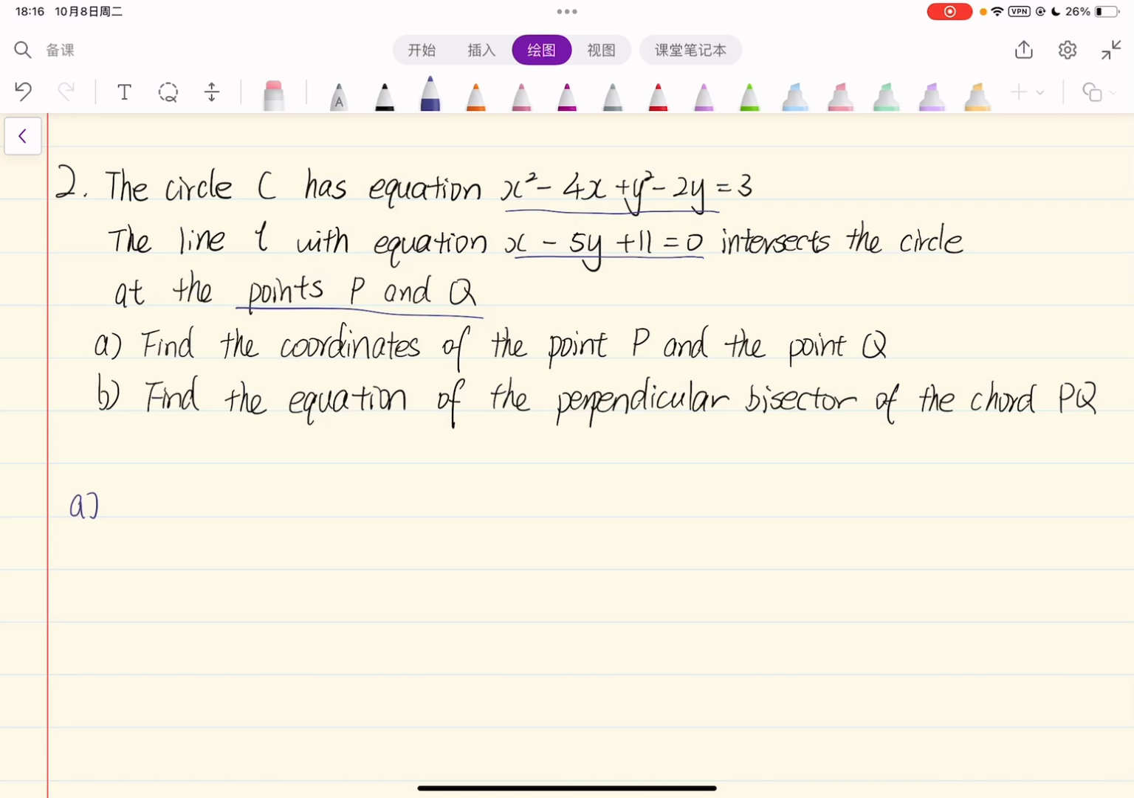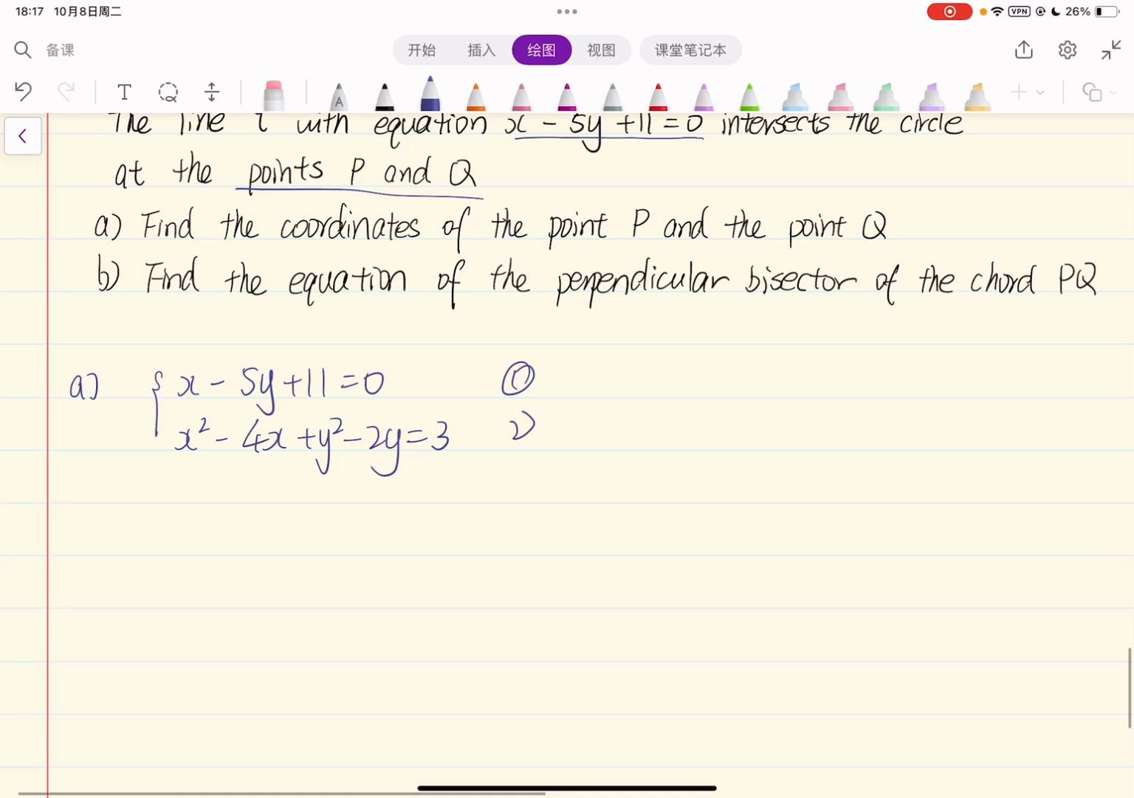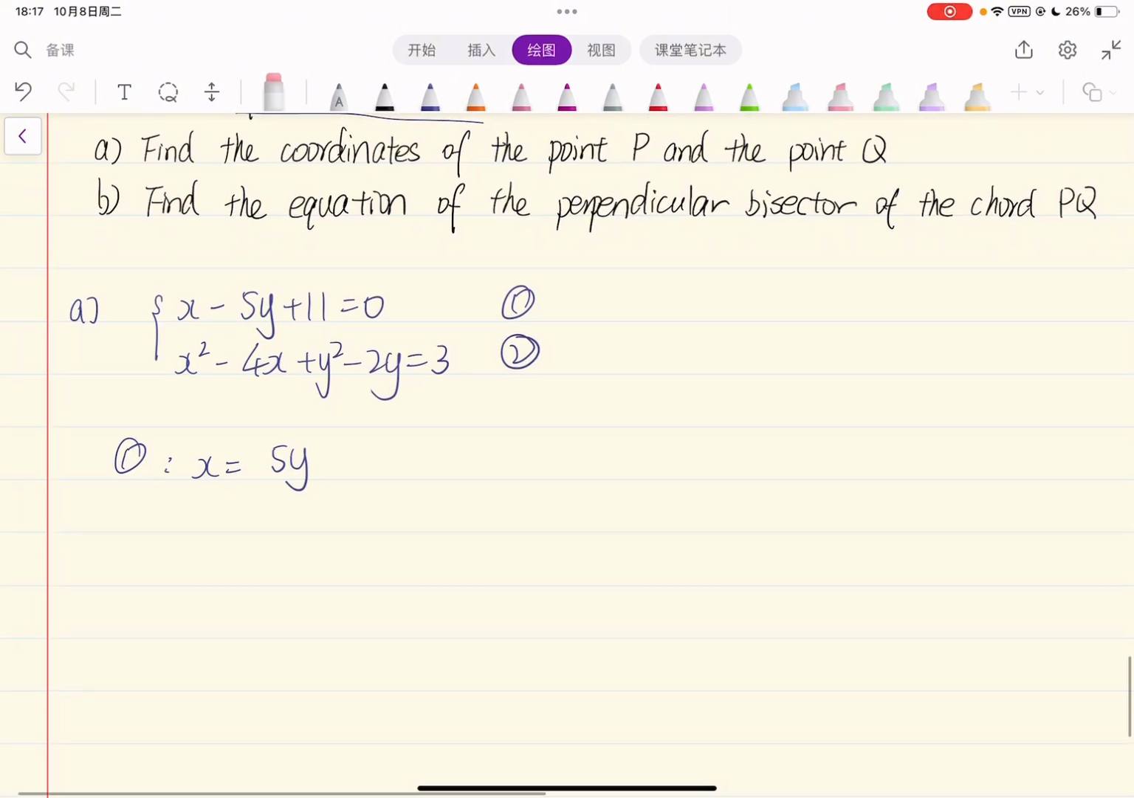So part A, we have x minus 5y plus 11 equals 0, and x squared minus 4x plus y squared minus 2y equals 3. Here's equation 1, here's equation 2. From equation 1, we can have x equals 5y minus 11, and then substitute it into equation 2. We have 5y minus 11 squared minus 4 times 5y minus 11 plus y squared minus 2y equals 3.